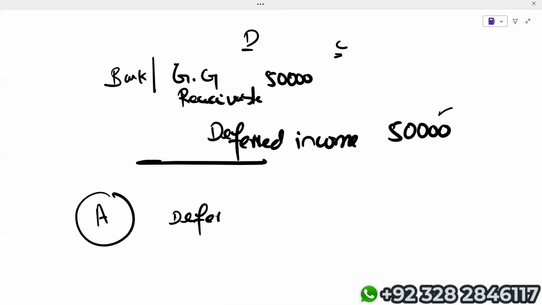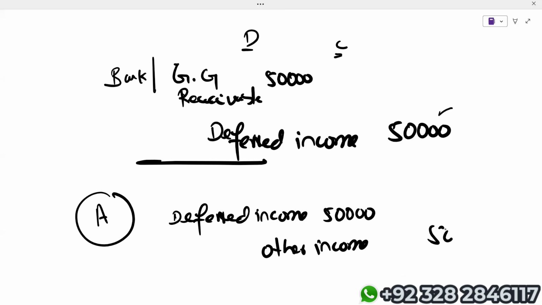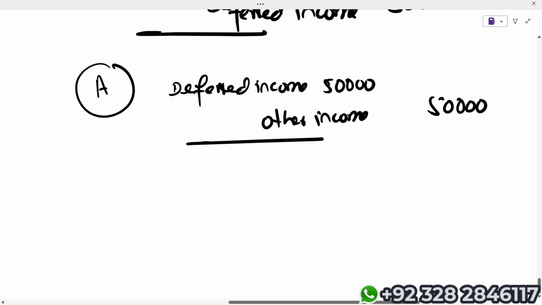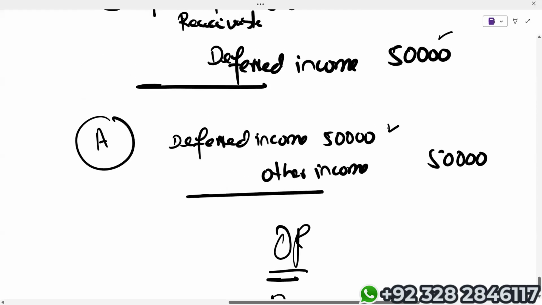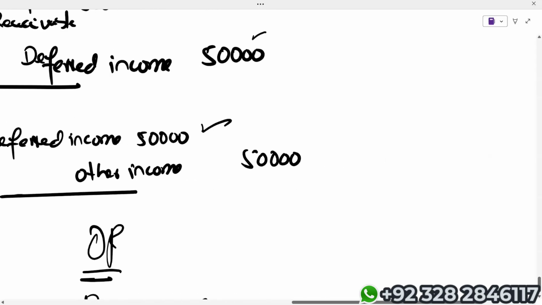Then we are saying no. Deferred income 50, and let's say grant income or other income 50,000. Or instead of this, in this case, in the P&L, you will see a wages expense of 100,000 separately.